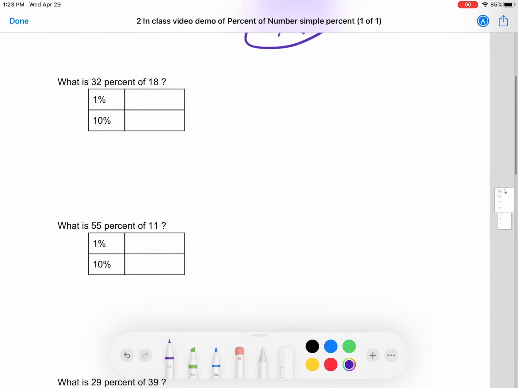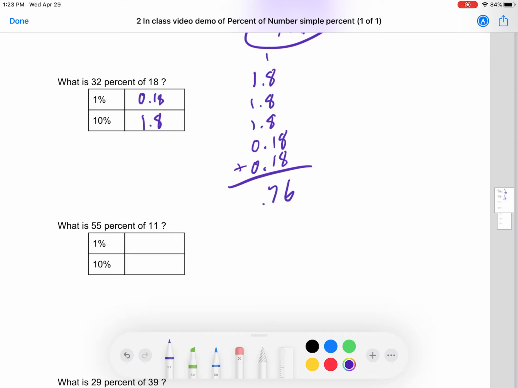I'm just going to share some further examples to help along. What is 32% of 18? 10% is 1.8, and 1% is 0.18. To do 32, I'm going to need 10, 20, 30, and then I need 2%, so I'm going to do 0.18 and 0.18. Add all that up, right? The 8s are 24, then 25, 26, 27. 5.76. That's simple. That's our goal.